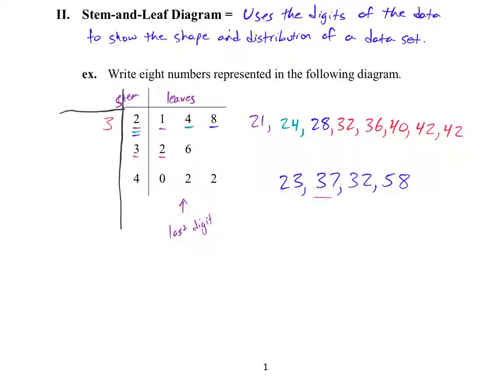I have 2 numbers in the 30s. I have 37 and 32. So we have to put the 2 right there because that's the smaller number than the 7. So that represents 32, put a 7, now we have 37. And last but not least, we have this 58. And for 58, we're going to take and actually add a 5 down here, and then put an 8 right next to it there.